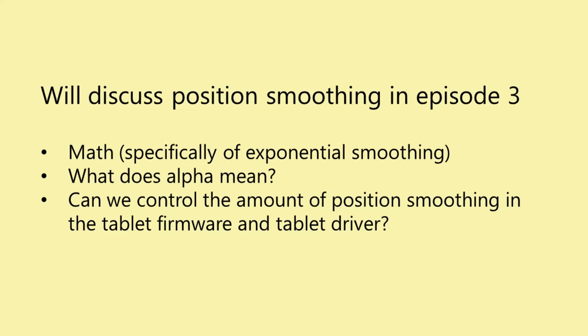One final note on position smoothing. Position smoothing is a really complex topic. There are lots of different ways to smooth data, and there is a little bit of math involved. So I am going to save that discussion for episode 3. In that episode, we'll talk all about the math. You'll understand where alpha comes from. You'll know why an alpha of 1, what I called infinite smoothing, is a bad thing. We'll talk about what options exist, if any, to remove or control position smoothing in the tablet firmware or tablet driver.